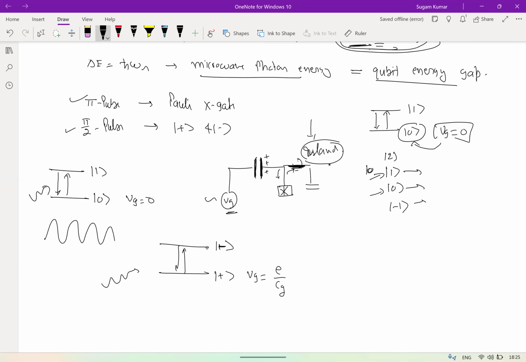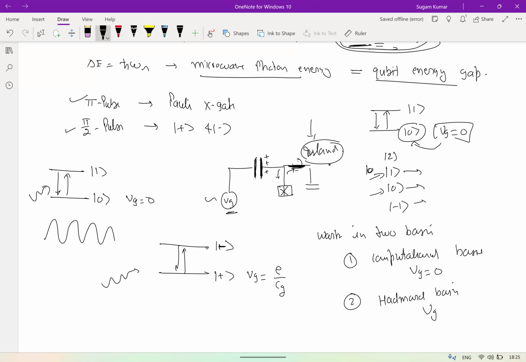So you can work in two bases. One is the computational basis, which is true when Vg equal to 0, or you can work in the Hadamard basis, which is true when Vg equal to e by Cg. These two situations you can use. In both cases, you can create Rabi oscillation. And depending upon the situation, you can use the pi pulse, or you can do a pi by 2 pulse to create different types of gates.